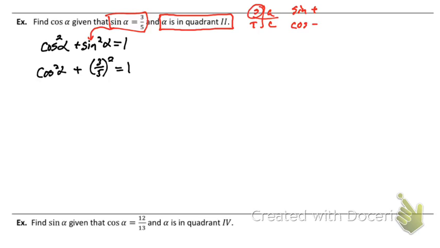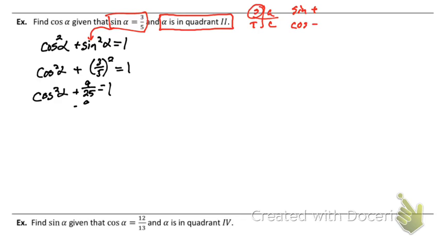Now, our whole goal is to solve for our cosine alpha. So we want to simplify, move everything over, and get cosine all by itself. The first thing we're going to do is complete this squared action. So we have cosine squared alpha plus 3 squared is 9, 5 squared is 25. So 3 over 5 squared is 9 over 25, equals 1.